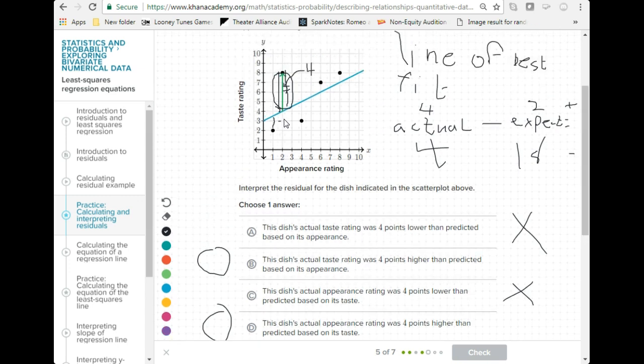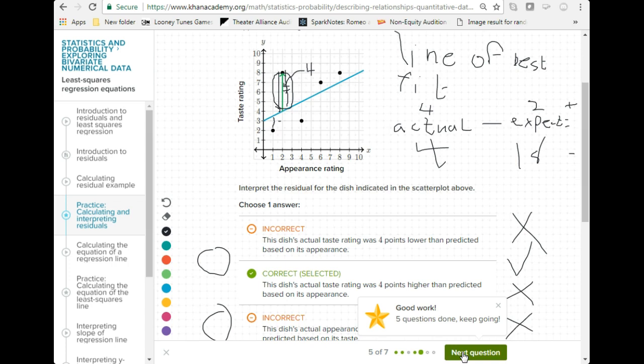So this means it's going right from it, like this, 0 to 4. But this is not correct. It's clearly going up and down. This dish's actual taste rating was 4 points higher than the predicted based on its appearance. Every time, the residual is always going up and down. So this dish's actual taste rating was 4 points higher than the predicted based on its appearance. This one is incorrect and this one is correct. So we click this, and it is correct.